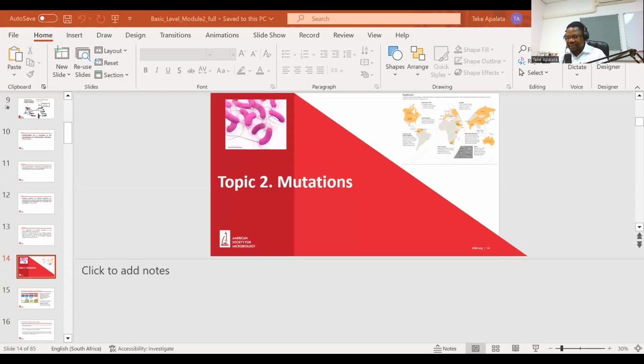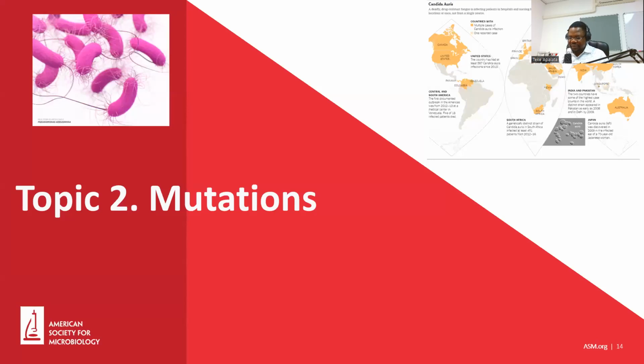Welcome to topic 2 on our lecture series on the mechanisms of antimicrobial resistance. During this topic 2, we will mainly discuss mutations. In our topic 1, we discussed selective pressure, and in topic 2, we will discuss mutation.